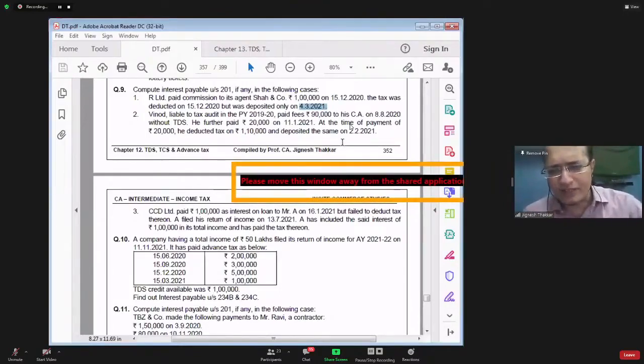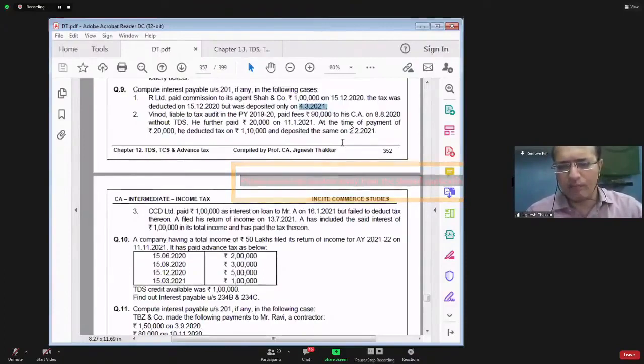From 15 December, 1 month will get completed on 14 January. 2 months will get completed on 14 February. Third month will get completed on 14th of March. This is the manner in which you have to calculate the months. So you have to calculate interest for 3 months at 1.5% on the amount of TDS. Have you understood the calculation?